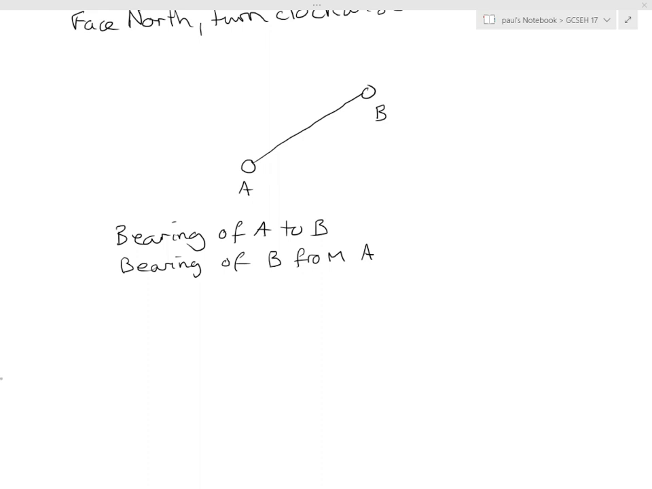So from A to B, so we're going that way. So you face north, and then you turn clockwise round there, measure that with a protractor, so that's 60 degrees. So that equals 60 degrees.